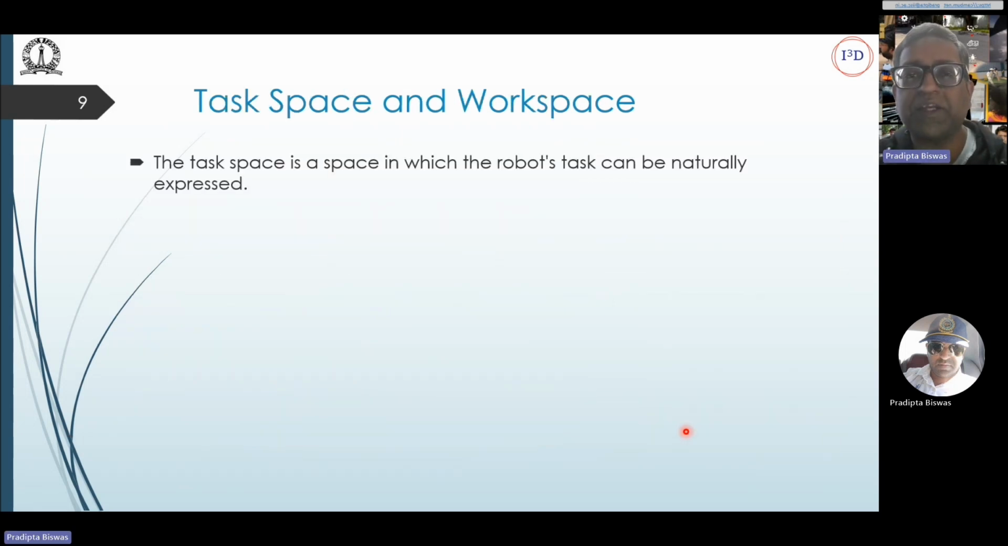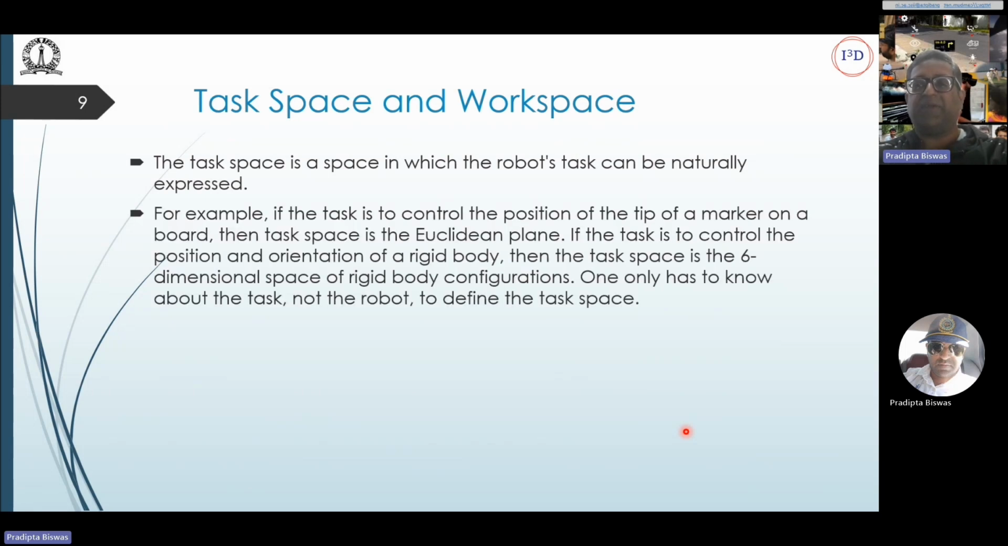As opposed to configuration space, the task space is a space in which the robot task can be naturally expressed. For example, if the task is to control the position of the tip of a marker on a board, then task space is the Euclidean plane where the marker can move. If the task is to control the position and orientation of a rigid body, which is 6 DOF, then it will be the 6-dimensional space consisting of all the 6 DOF.